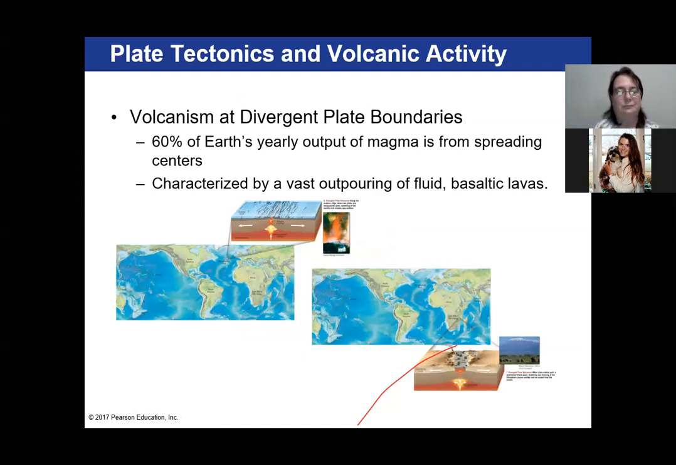Divergent boundaries, which I mentioned, are like the mid-ocean ridge. They're pulling apart, they're diverging. Most of the magma is from these areas in the oceans. Most of these areas are going to be in the oceans. Lots of fluid basalt lava flows cover the ocean away from the ridge.